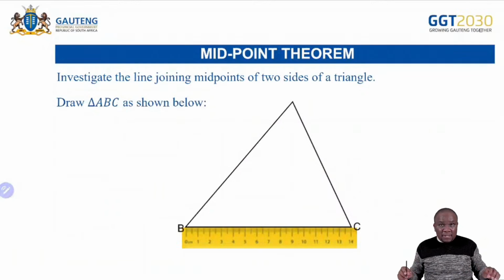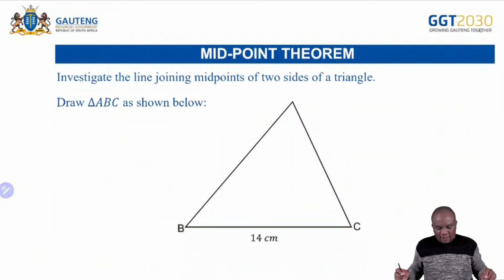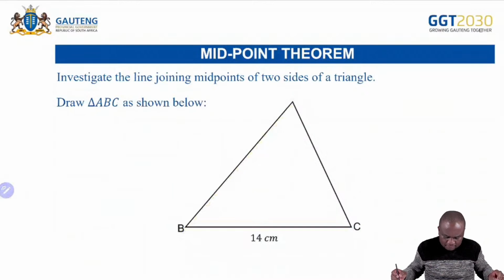So the side there, BC, how many centimeters? I hope my ruler there is clear. It should be 14 centimeters. Do you see that from the ruler? So write 14 centimeters there. BC is 14 centimeters. So you have your BC and 14 centimeters. Even though your side may not be 14 centimeters, just write 14 centimeters.